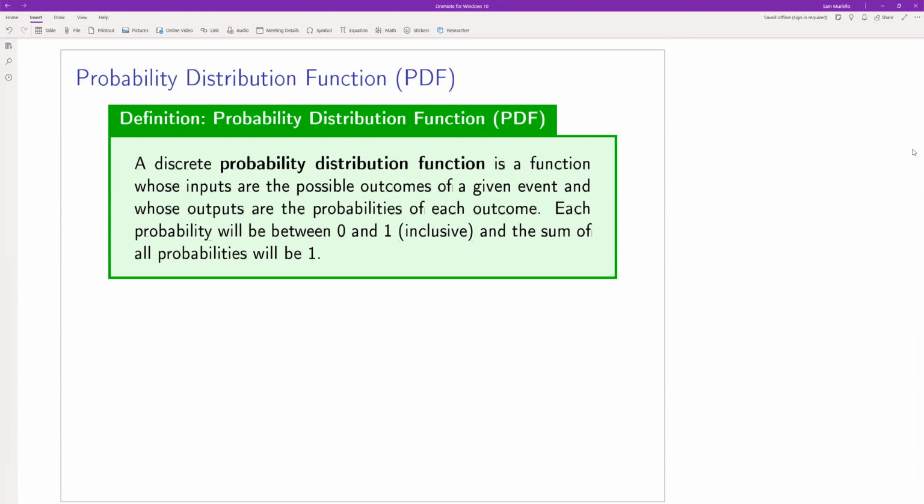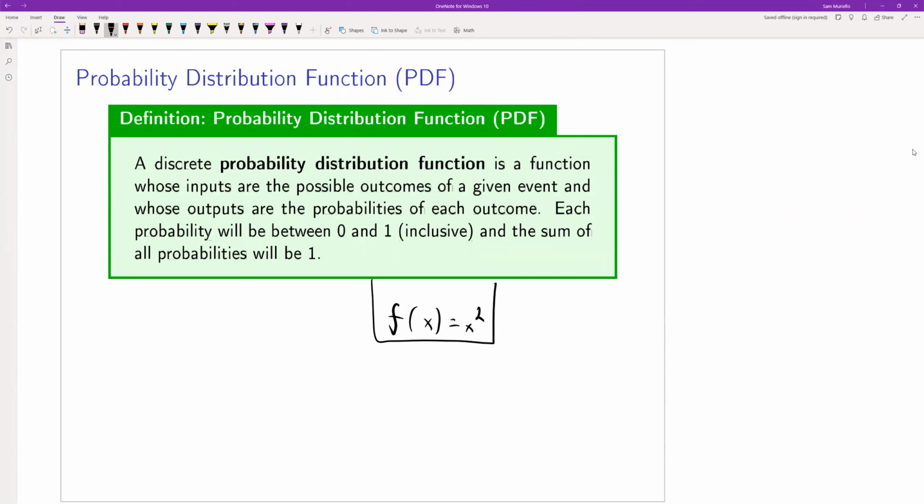This is a function, just like any other function, with inputs and outputs. Our normal functions that we're used to thinking of would be something like f of x equals x squared, perhaps. My input would be a number, my output would be the square of that number. That's a basic function. What we're dealing with here is a probability distribution function. Here, the inputs are the possible outcomes of an event, and the outputs are the probabilities of each such outcome.